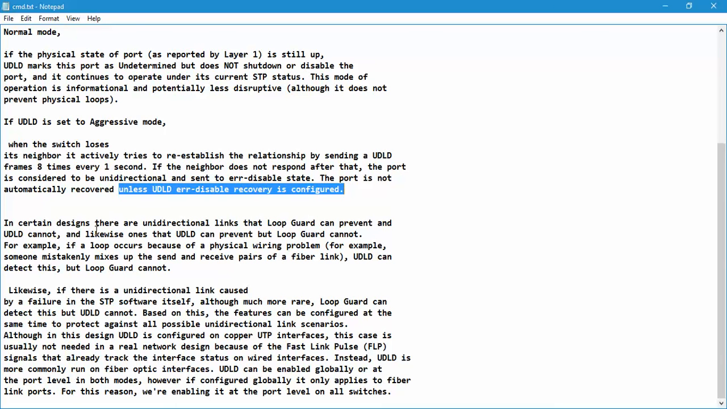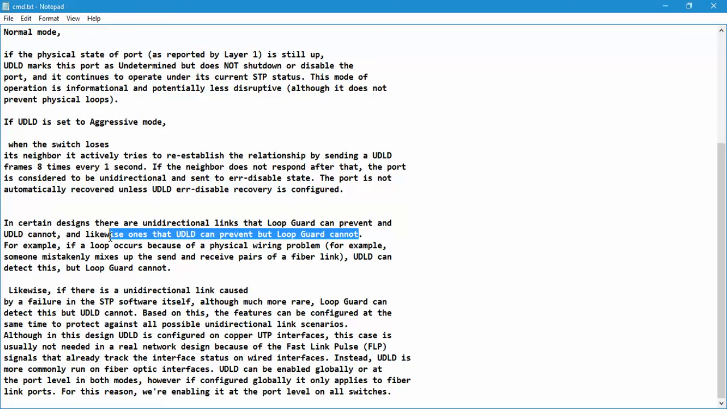In certain designs there are unidirectional links that loop guard can prevent and UDLD cannot. بيقول لك في ديزاين معين اللوب جارد يقدر يمنع فيه اللوب من النوع ده، واليو دي ال دي ما يقدرش يعمل كده. And likewise ones that UDLD can prevent but loop guard cannot. وكمان في ديزاين معين اليو دي ال دي يقدر يمنع فيه اللوب واللوب جارد ما يقدرش.